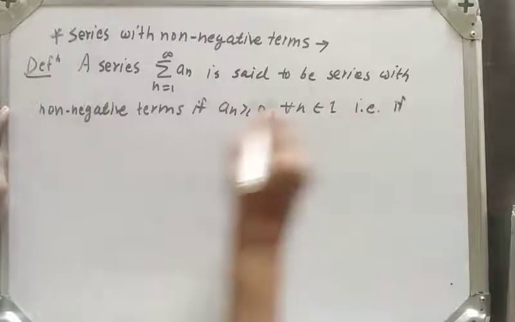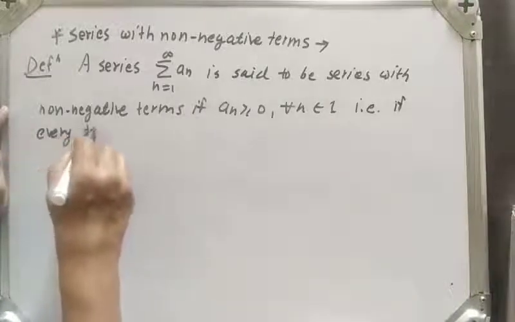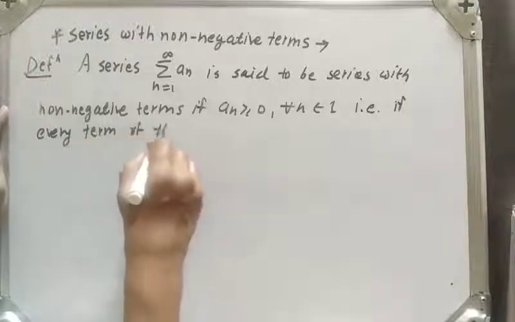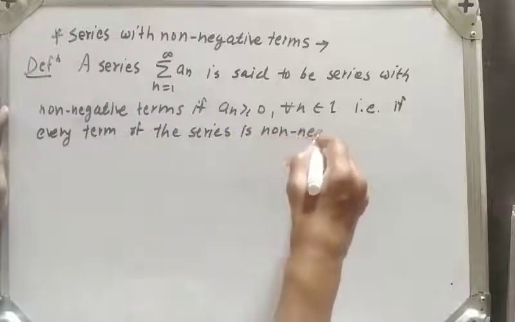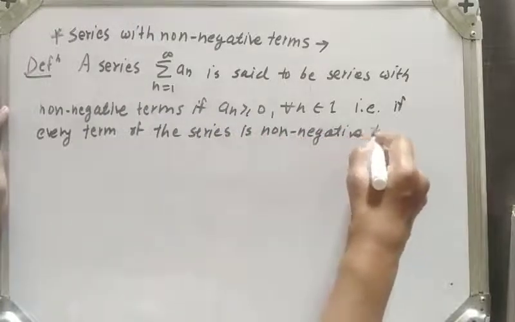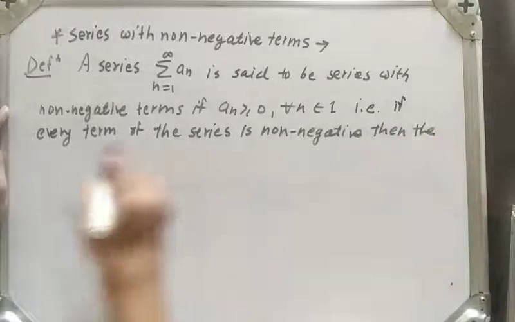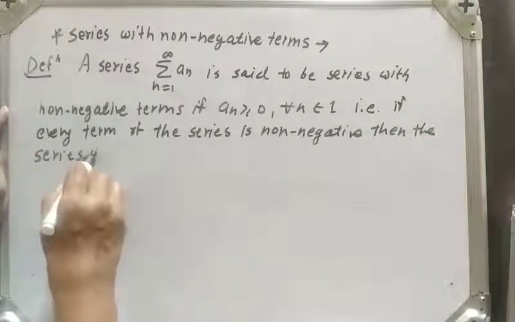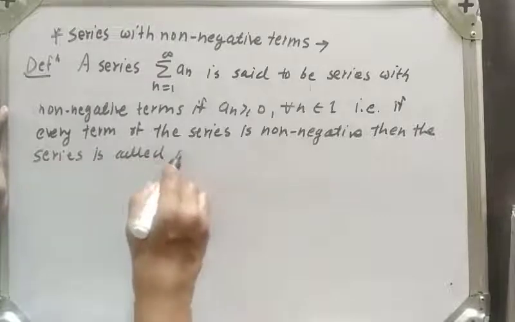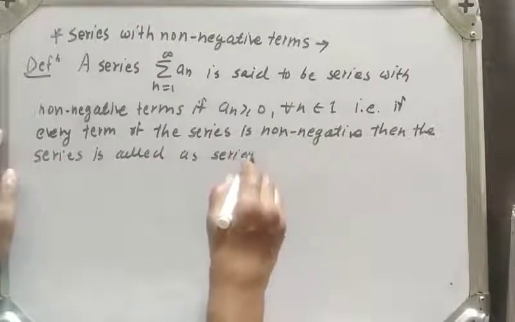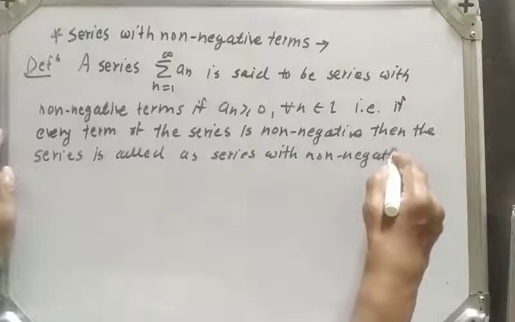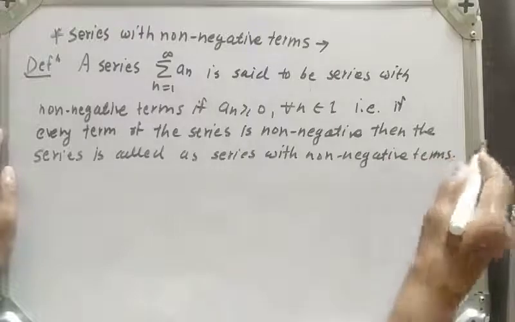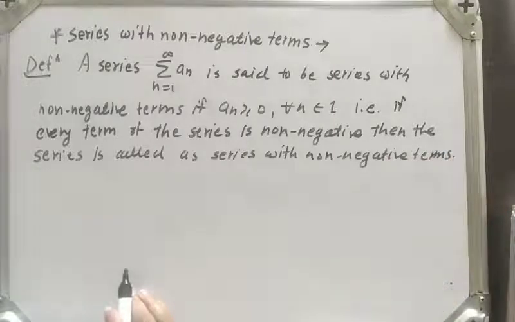That is, if every term of the series is non-negative, then the series is called a series with non-negative terms. Every term of the series is non-negative, then that series is a series with non-negative terms.